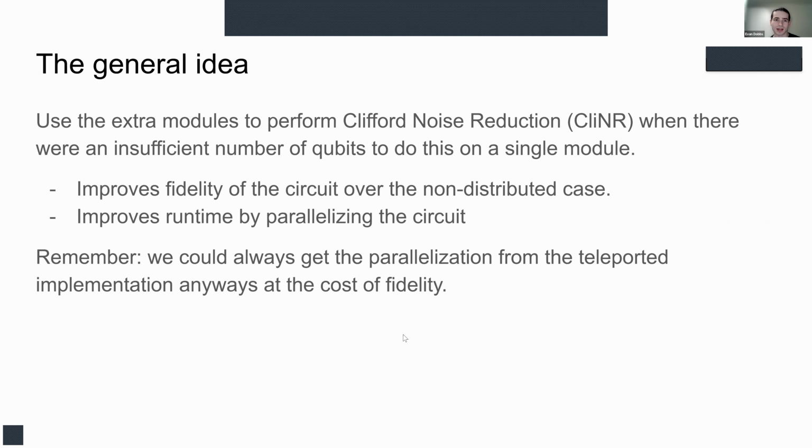Right. So the main idea of this work is based on this Clifford noise reduction protocol, CliNR, which IonQ published a few years ago. But we're assuming that there are an insufficient number of qubits to do this noise reduction protocol on a single module. The question is, in that case, can we add more modules connected with these photonic interconnects in such a way that we can actually apply CliNR and get the advantages of using this protocol?